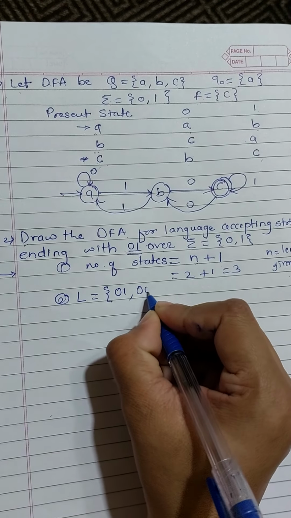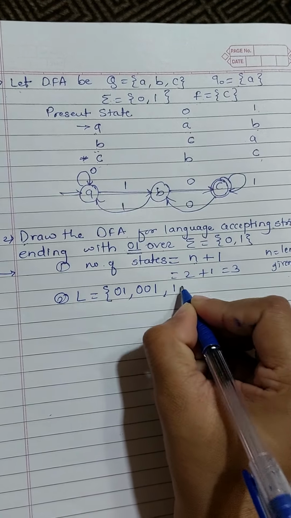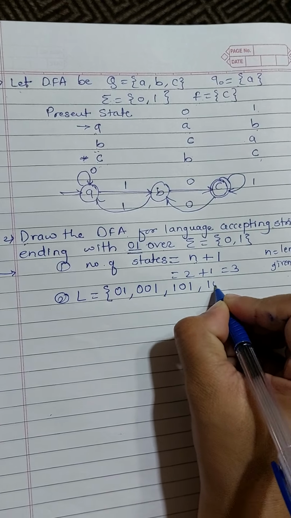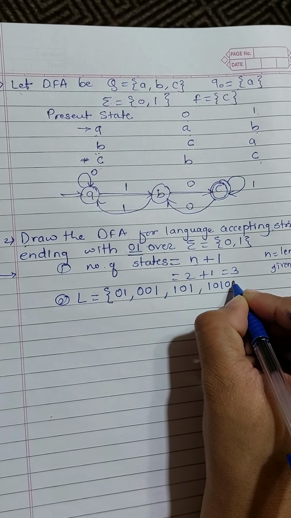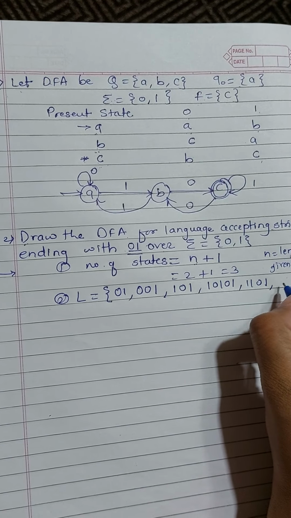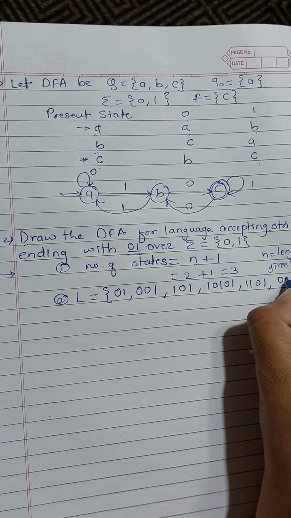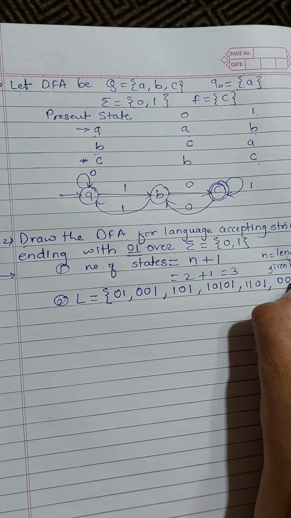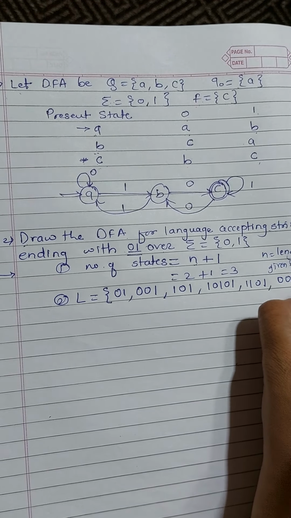Now we can have 0, 0, 1. We can have 1, 0, 1. We can have 1, 0, 1, 0, 1. We can have 1, 1, 0, 1. We can say 0, 0, 1, 0, 1.